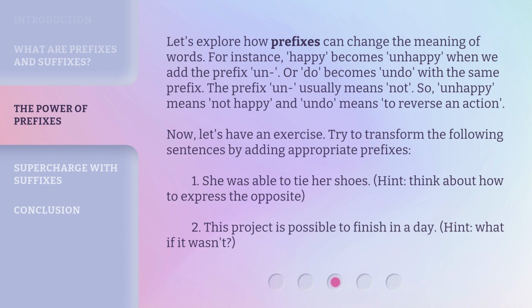Now, let's have an exercise. Try to transform the following sentences by adding appropriate prefixes. 1. She was able to tie her shoes. Hint: think about how to express the opposite. 2. This project is possible to finish in a day. Hint: what if it wasn't?